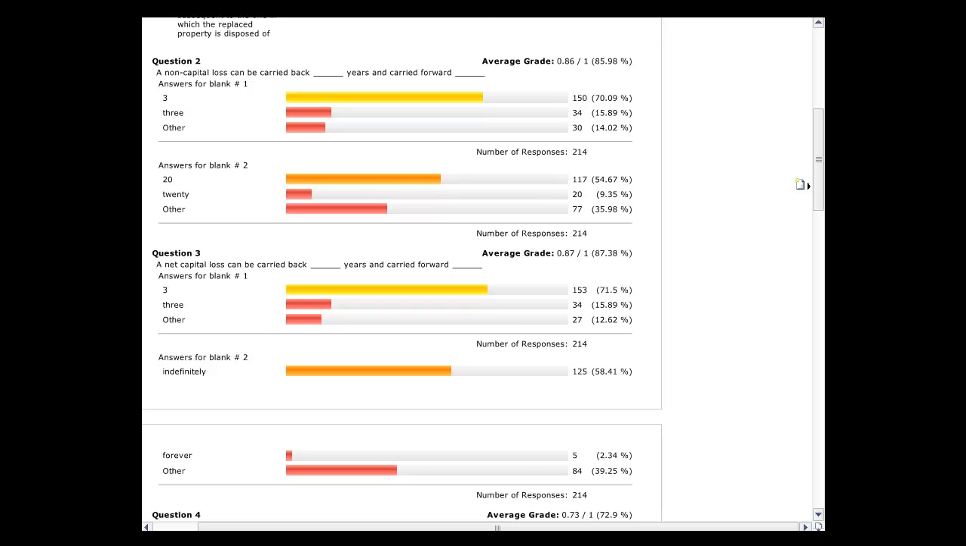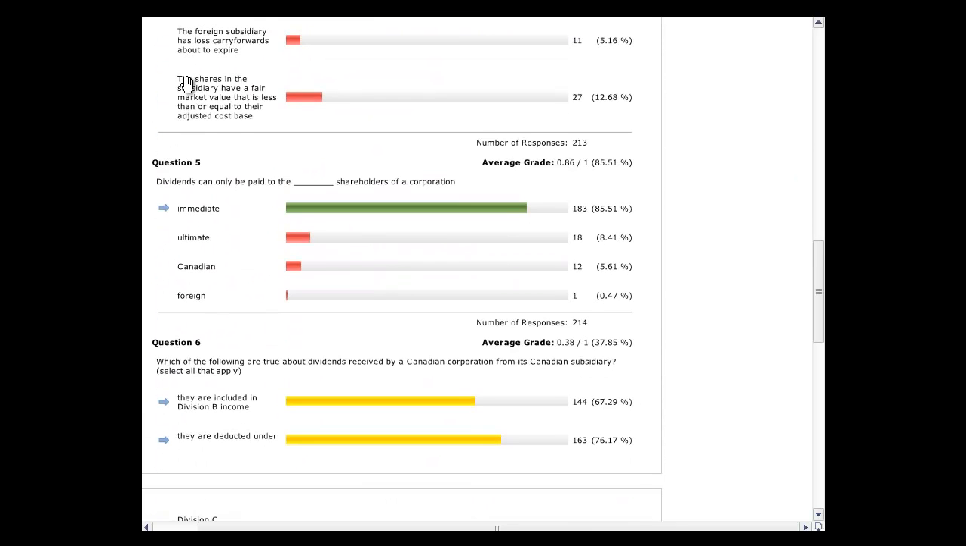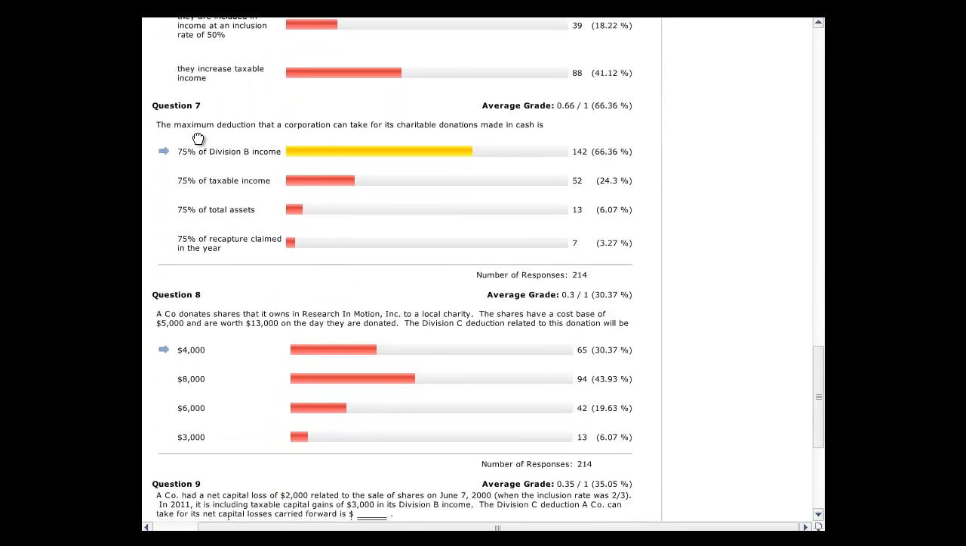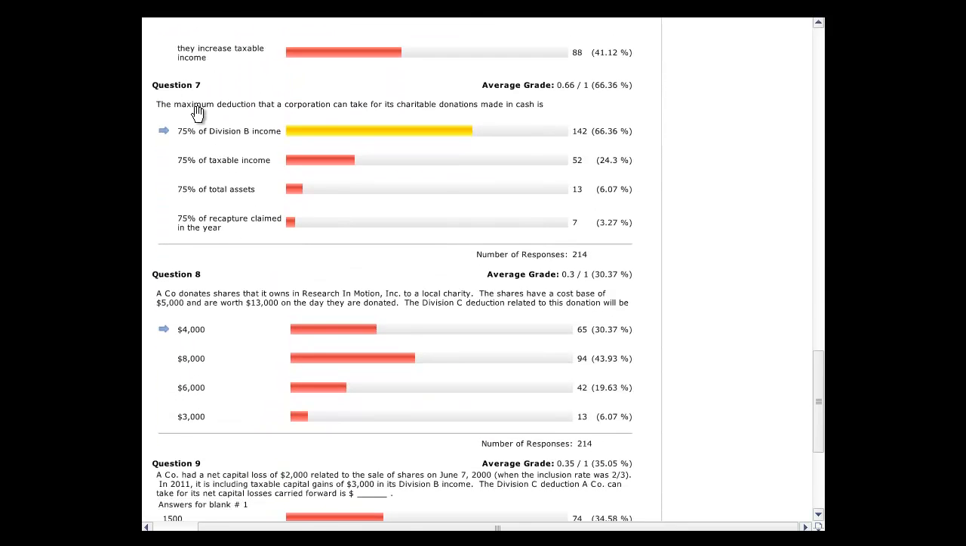I think it's the second one. Okay, number eight. Company donates shares, research motion. They're not quite worth that anymore, I'm sure. The shares have a cost base of 5 and are worth 13 when they're donated. The Division C deduction related to this donation will be basically half of the tax one. So basically, the amount that's included in income is what you can deduct. In this case, 13,000 proceeds, minus the cost of 5 is 8, capital gain, 4 of which is included in income, therefore your deduction is 4.